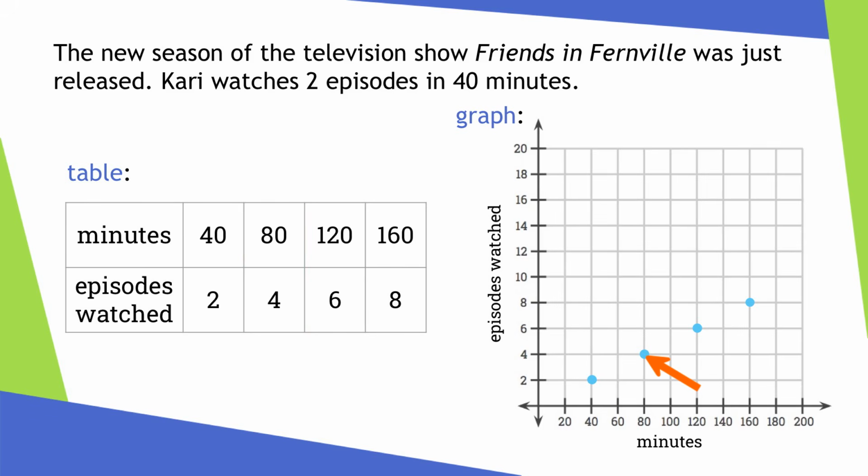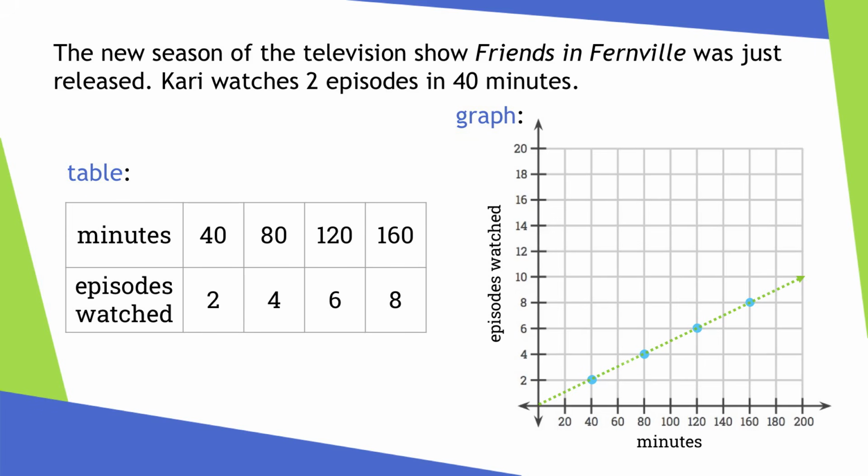The same is true for the other 2 points. 120, 6 represents the 120 minutes it takes to watch 6 episodes. And 160, 8 represents the 160 minutes it takes to watch 8 episodes. Notice these points are forming a straight line that starts from the origin, which is the point 0, 0. This will always be true. Whenever we graph equivalent rates or ratios, we will always get a straight line that goes through the origin.